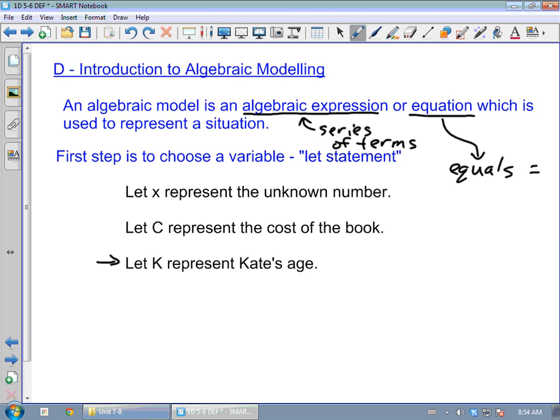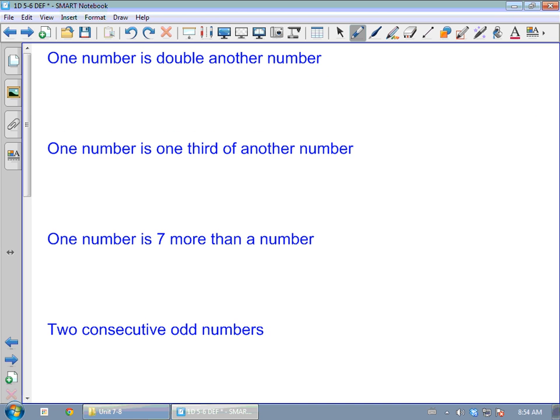So let's do a few examples here where we just sort of create this algebraic model. Our first example here, one number is double another number. What are we trying to find in this example? Well, we're probably trying to find what these numbers are. So what we can say is, let x represent one number. We've got two numbers in this question. We're going to let x represent one of them.